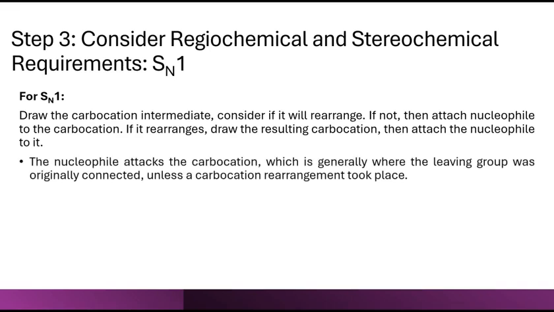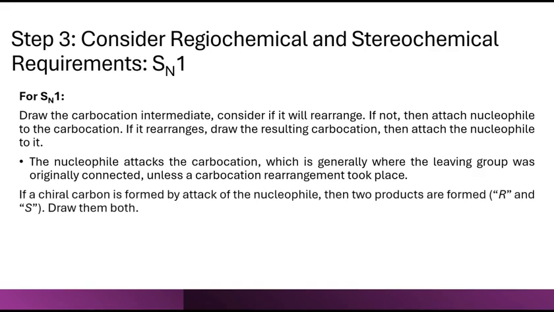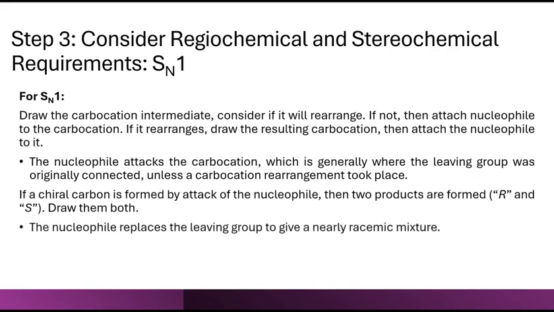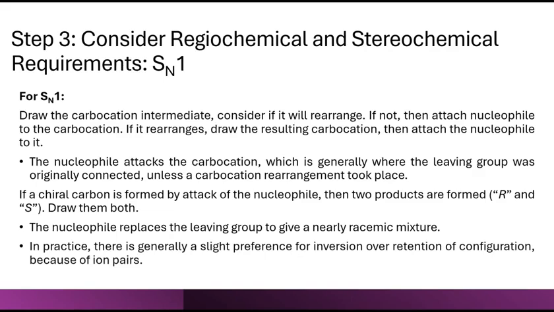The nucleophile attacks a carbocation, which is generally where the leaving group was originally connected, unless we have that carbocation rearrangement. If a stereocenter is formed by an attack of the nucleophile, then two products are formed, the R and the S. Draw them both. The nucleophile replaces the leaving group to give a nearly racemic mixture. In practice, there is generally a slight preference for inversion over retention because of ion pairs.